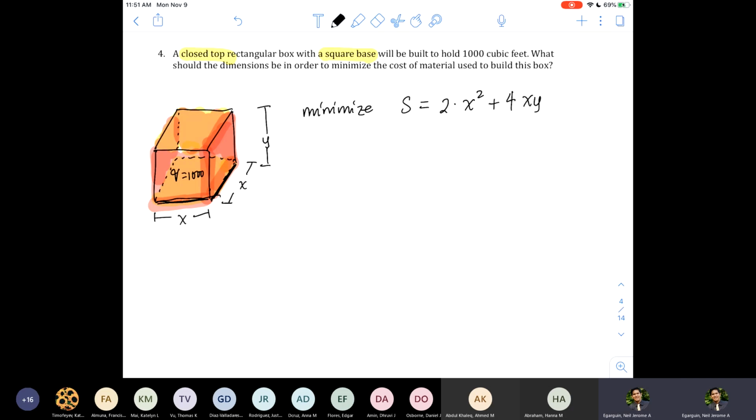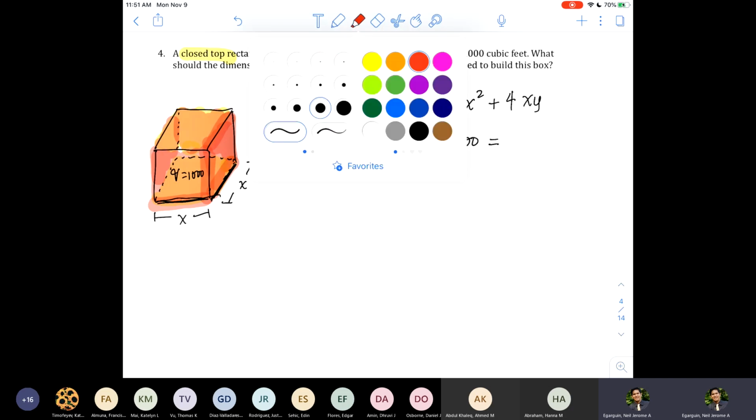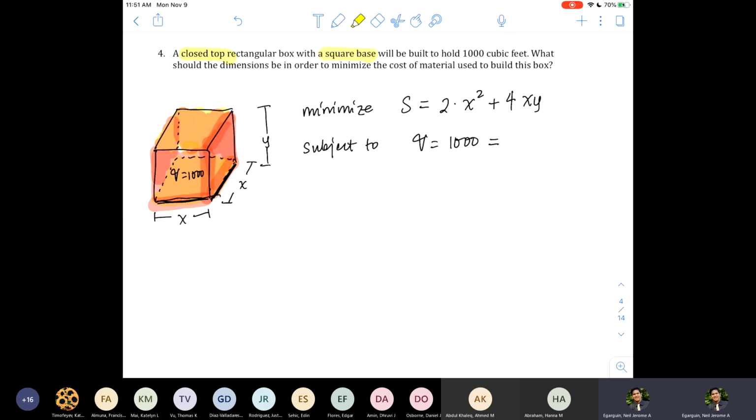Okay? But again, this objective function involves 2 variables, and we don't want to do that. So we need to have a constraint. Subject to what constraint? We know that the volume should be 1,000 cubic feet, right? But what's the formula for the volume? Well, the volume is length times width times height. But if we put that in the context of the variables we used, it's going to be x times x times y, okay? So that means the volume is x squared y.